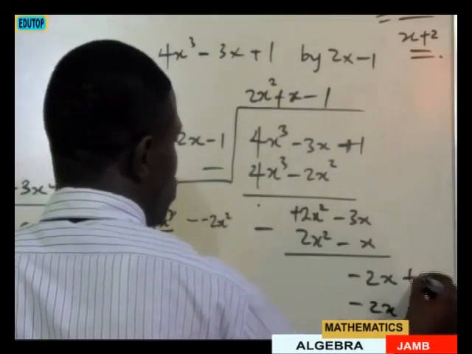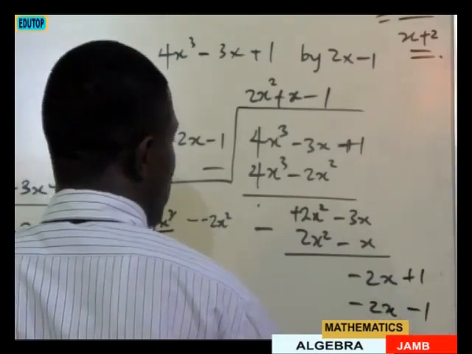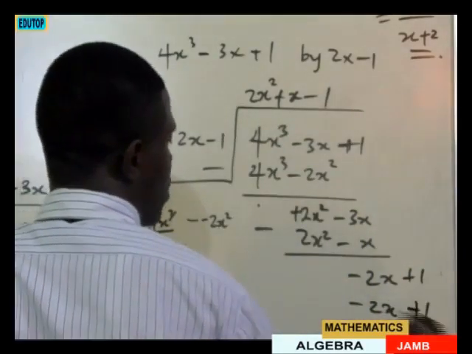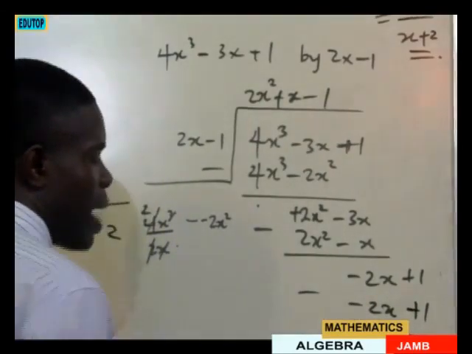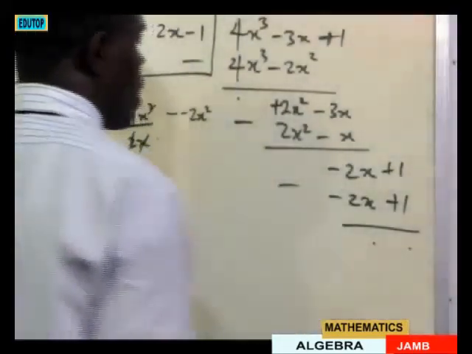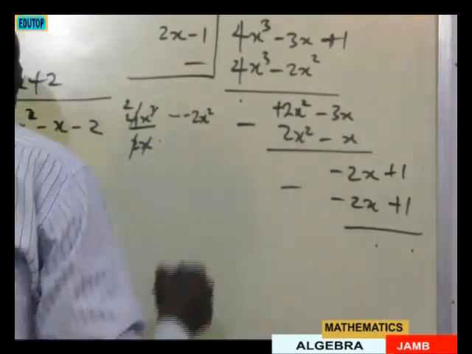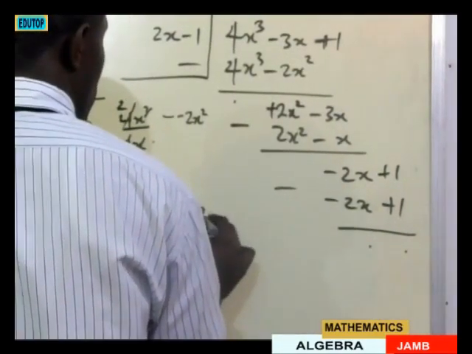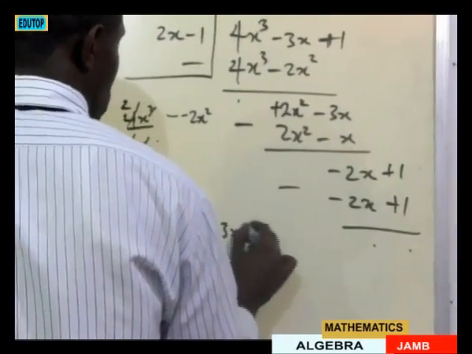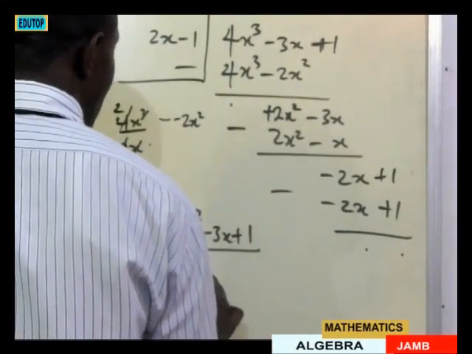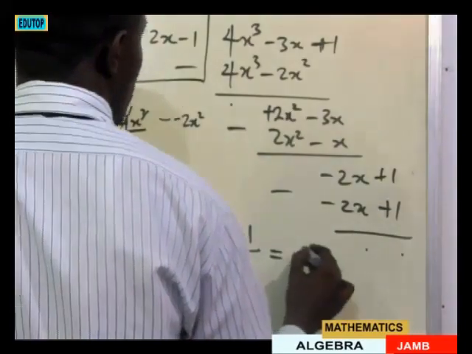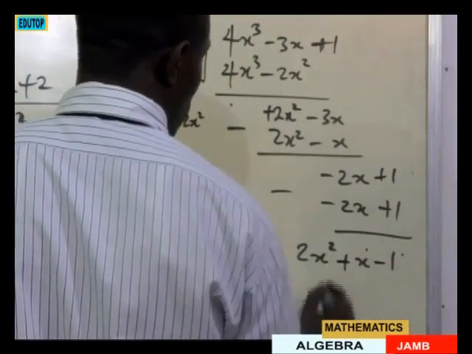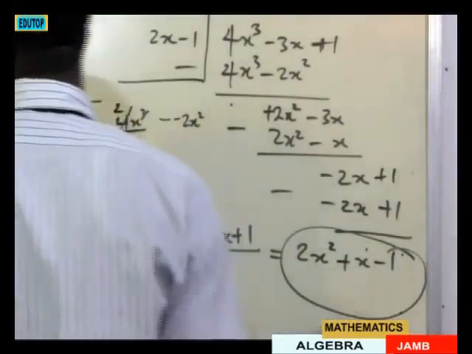Minus 1 times this, minus 2x. Bring the last one down, plus 1. Bring this one down, minus 1, plus 1. Minus 1 times minus 1, that's plus 1. And subtract. By subtracting, this one becomes 0, this one also becomes 0. So when you divide 4x cubed minus 3x plus 1 by 2x minus 1, your final answer is 2x squared plus x minus 1. So this is the answer of the division.